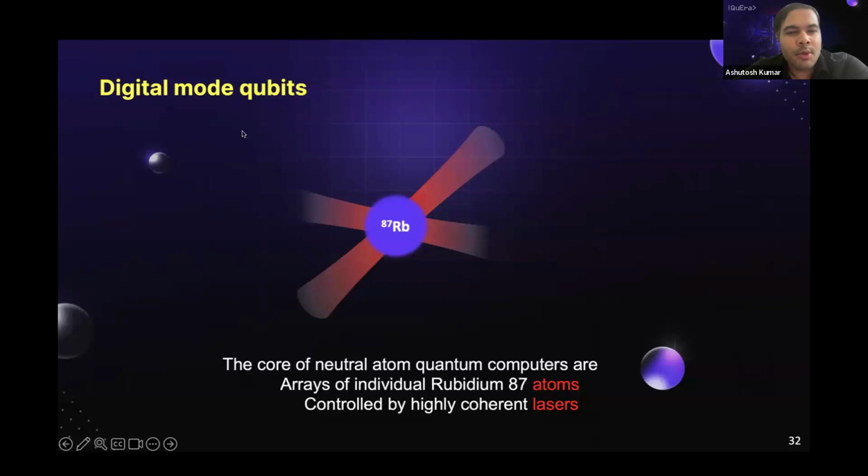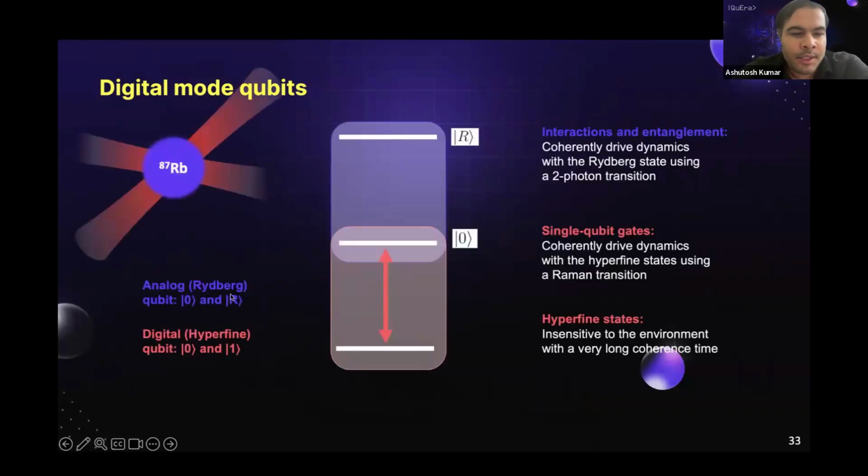And switching now to the digital mode qubits, the same slide as before. What changes is that the analog mode was between the ground state and the Rydberg state. The Rydberg state is highly sensitive to the environment because of the diffusivity of the electron cloud in that state. So here we were coherently driving the dynamics with the Rydberg state using a 2-photon transition. Now in the digital mode, you can encode the qubits in a hyperfine state, so 0 and 1 define the qubits.